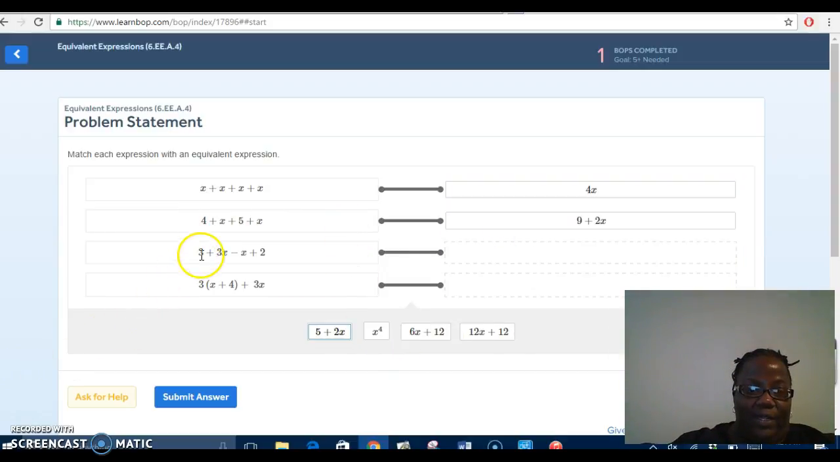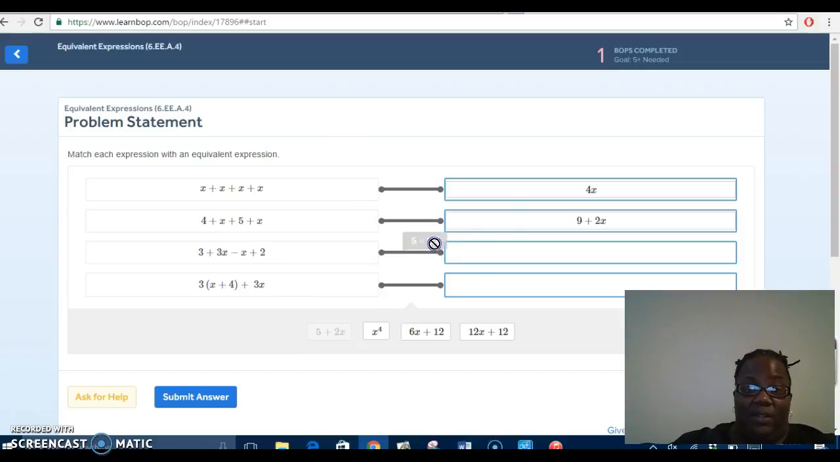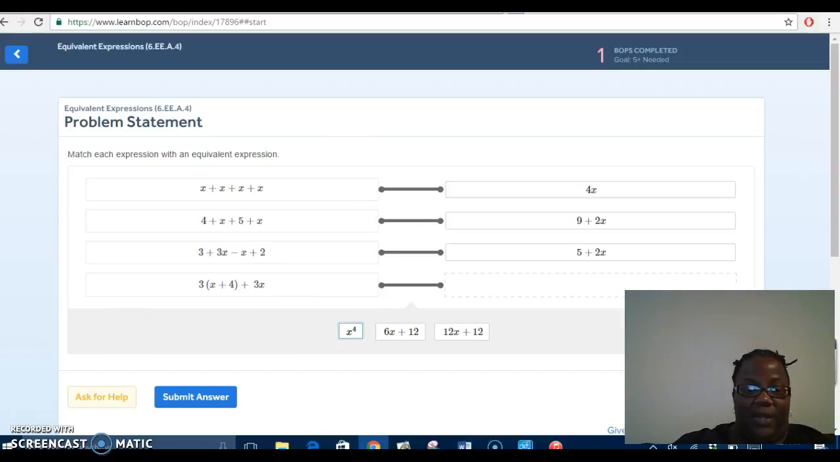Here you have 3 and a 2. Combine those, you get 5. And then you have a positive 3x minus 1x. That would be 2, because 3 minus 1 is 2. It's going to be a positive 2. So this one is 5x plus 2x.